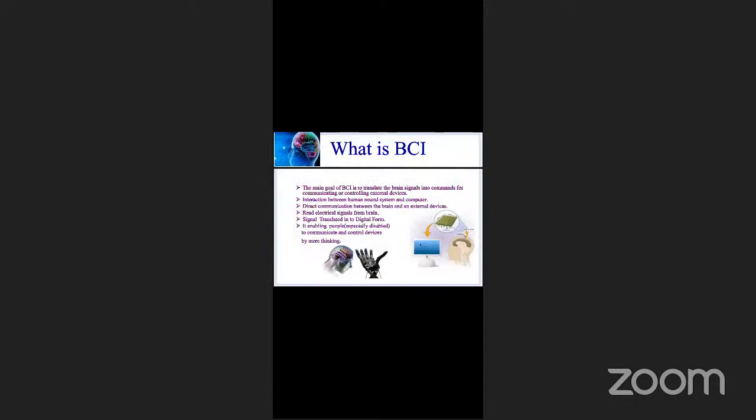BCI. The main goal of BCI is to translate the brain signals into commands for communicating with the external world. Mainly, it is an interaction between the human and the computer. And also, it is a direct communication between the brain and external devices. It reads the electrical signals from the brain, and the signals are transmitted into digital form. Especially, it's mainly used for disabled people.